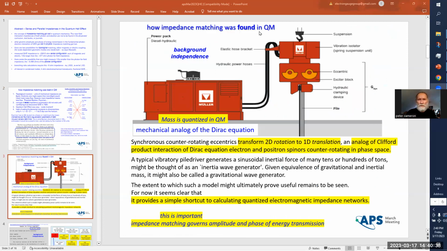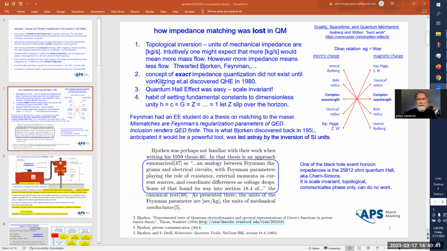So how it was found, you saw, let's look a little more at how it was lost here. The concept of exact impedance quantization didn't exist until the quantum Hall effect was discovered in 1980. And it was comparatively easy because it's scale invariant. The quantum scale-dependent impedances are a little bit harder to dig out. And the other thing that happened was the theorists had a habit of setting the fundamental constants to dimensionless unity. And they included the impedance of free space in this, and so then they forgot about it. It just slipped over the horizon.